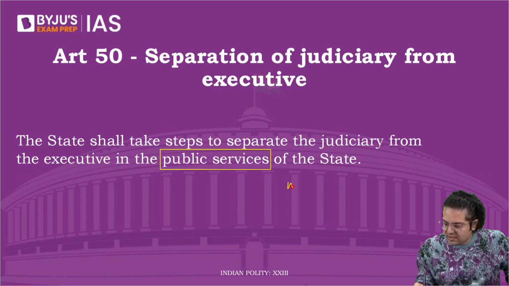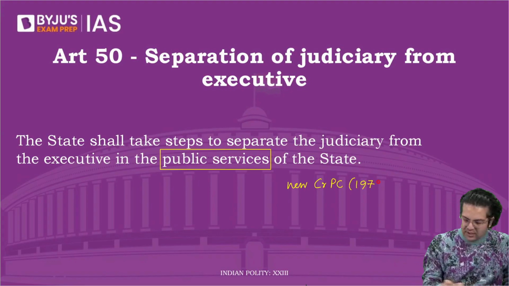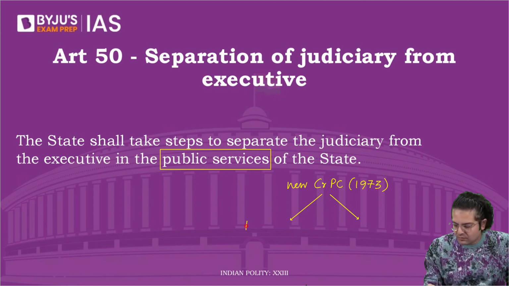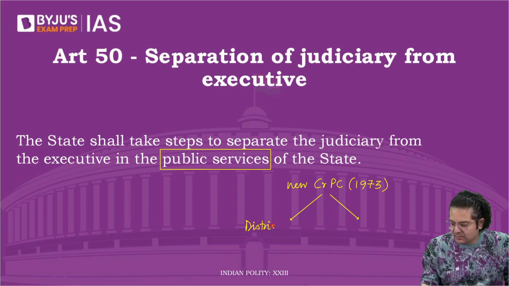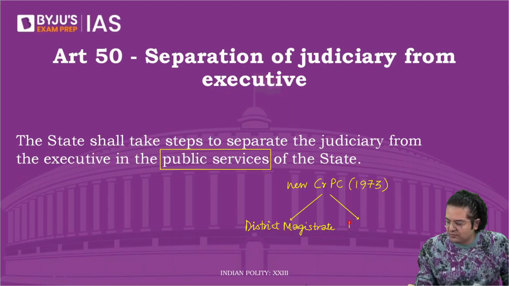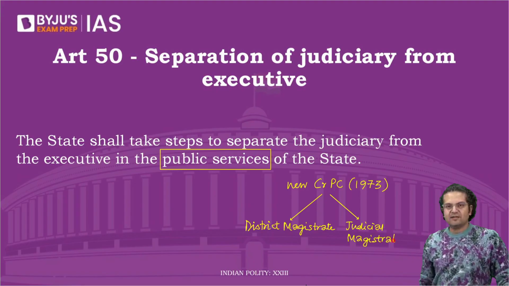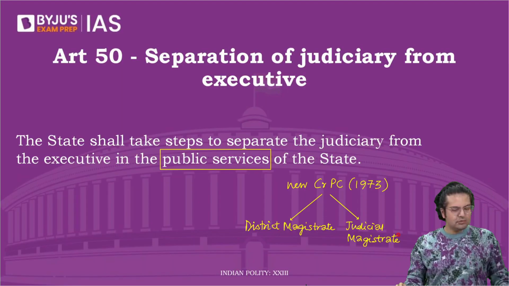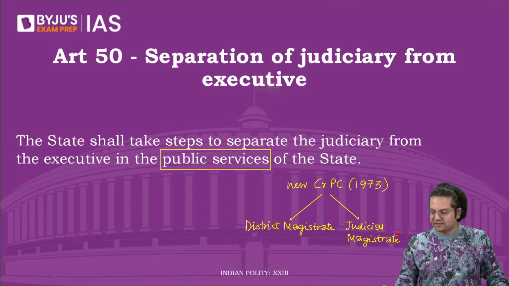But in the new CrPC, that was of 1973, we achieved this and we bifurcated. We created a post of district magistrate separately, which was there already, and we took out the judicial functions to create a post of judicial magistrate. Do you remember in the lower judiciary, we saw this judicial magistrate, first class, additional JM, chief judicial magistrate. So this has been achieved already. Don't worry. Done. Task is done.